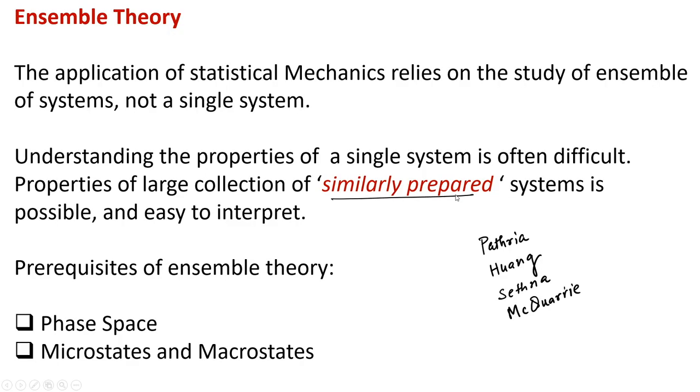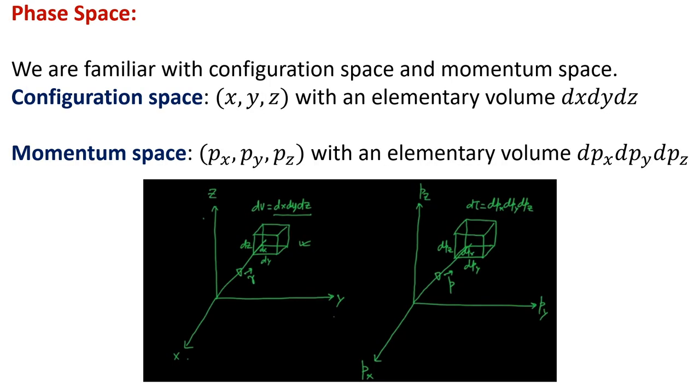But let me first take you to some of the prerequisites of ensemble theory. One of these is called phase space, and the other is microstates and macrostates. Okay. So, for that, let's take this phase space.